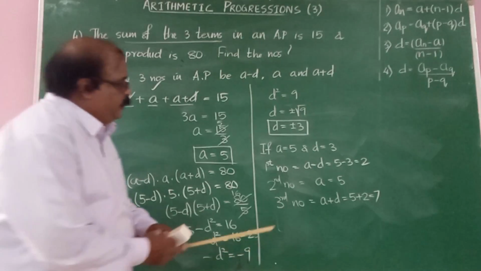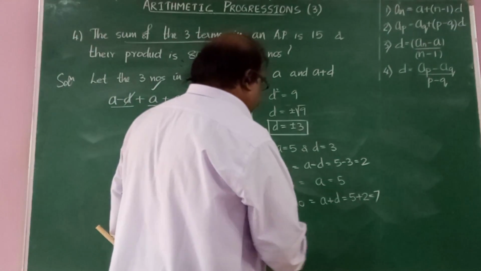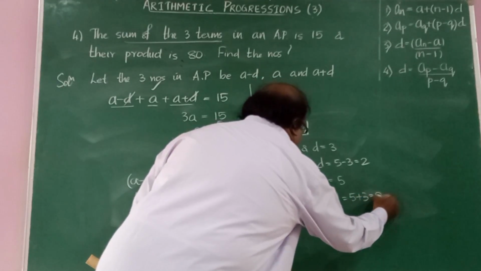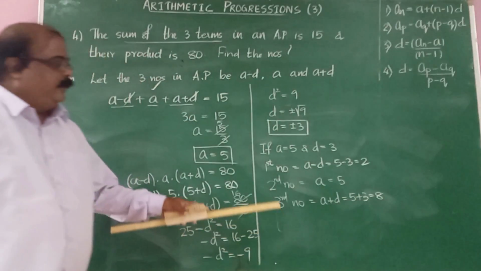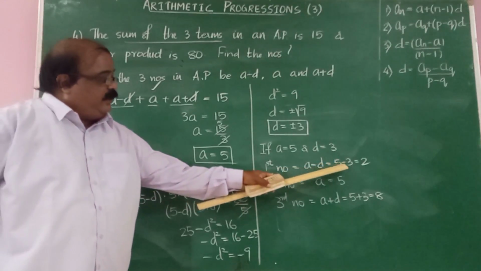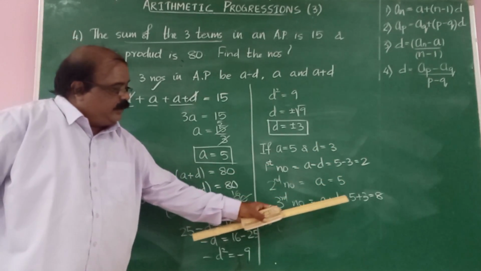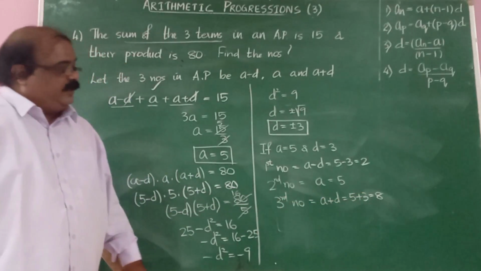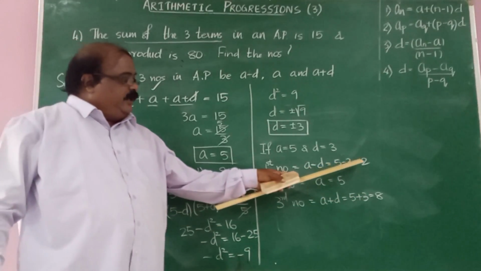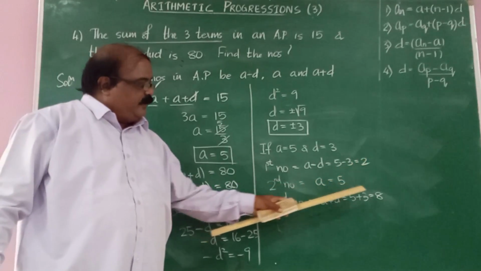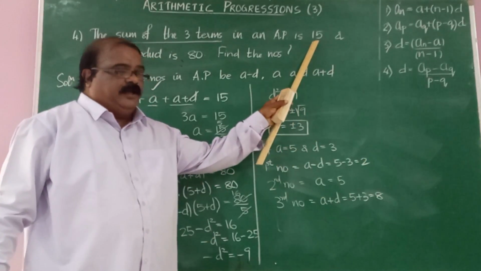I made a mistake. D is 3, so 5 plus 3 is 8. The first number is a minus d, 5 minus 3, which is 2. The second term is 5, the third term is 5 plus 3, that is 8. Let's check. The three numbers are 2, 5 and 8. What is the sum? 2 plus 5 is 7, 7 plus 8 is 15.